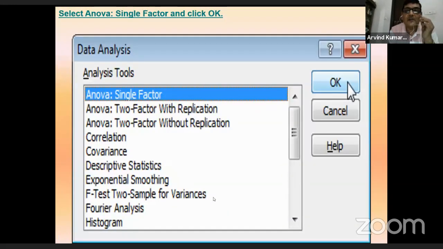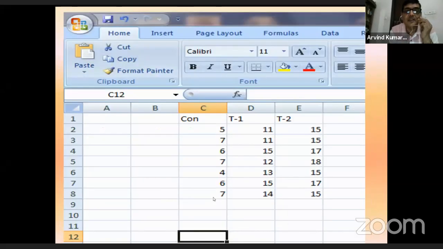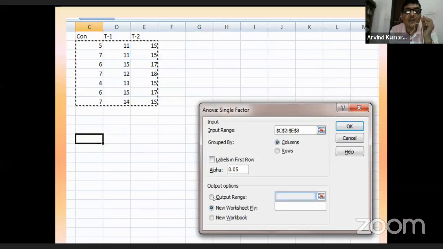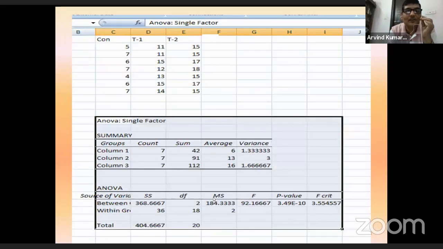Now, for single factor, once again I'm repeating, if you have to do ANOVA single factor, then you will click the OK button. You have to put all those values in the Excel sheet, like control 1, control, treatment 1, treatment 2, and you are going to analyze it single factor. Here all these values are selected and they will automatically come in the input. Then when you click, this ANOVA table will appear. So I have told you enough about it.